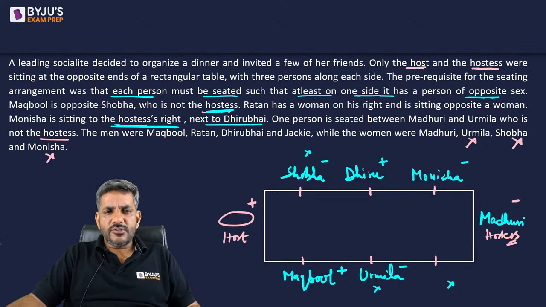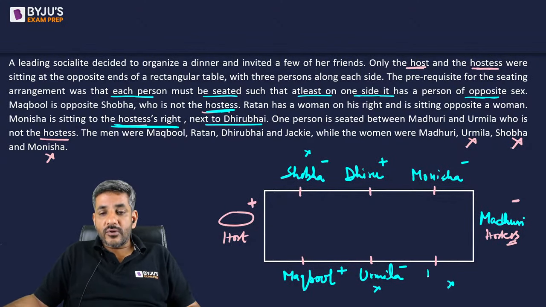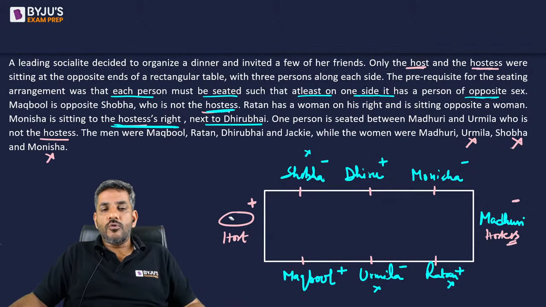Makbul is sitting opposite Shobha, who is not the hostess. Used it. Ratan has a woman on his right and is sitting opposite a woman. Host cannot be Ratan because to his right is Makbul. To the hostess's right we have Makbul. So Ratan must be here such that to his right we have a woman Madhuri and he is also sitting opposite a woman who is Monisha. Okay? So the only person left over here is Jackie, who must be the host.